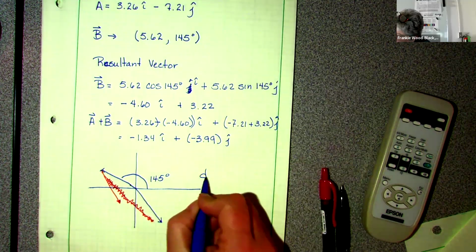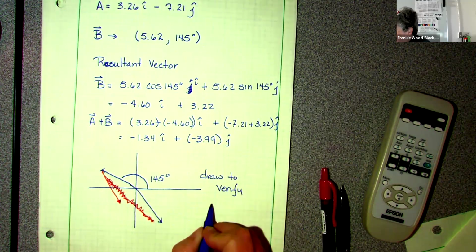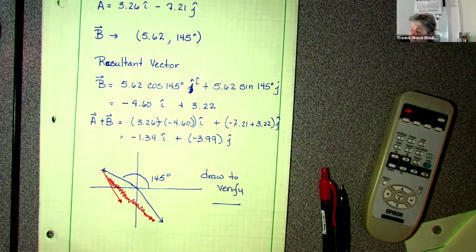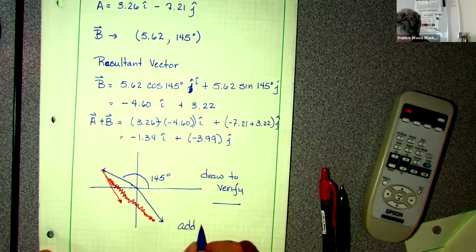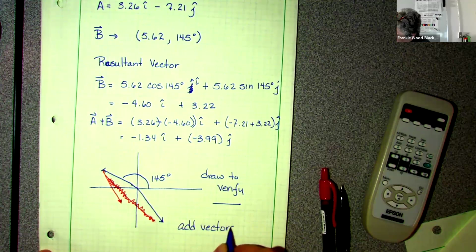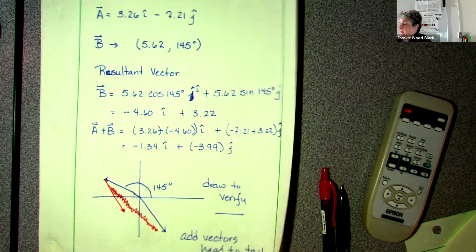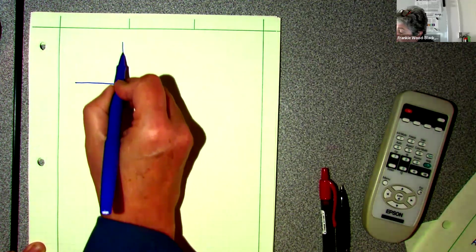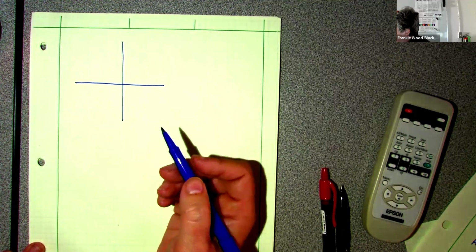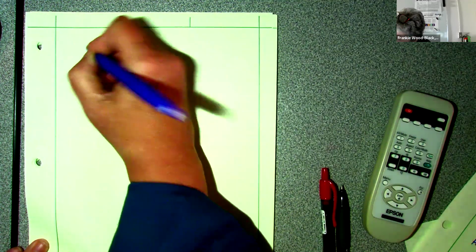So drawing your picture also helps you to verify. Draw to verify, because I've got to add vectors head to tail. And we can do that a little differently. Let's play this picture a little differently. It doesn't matter which vector I do first. So my first vector, we're going to do the 5.62 at 145 degrees. So it's going to look something like this.